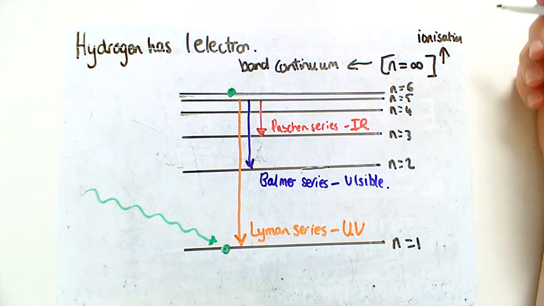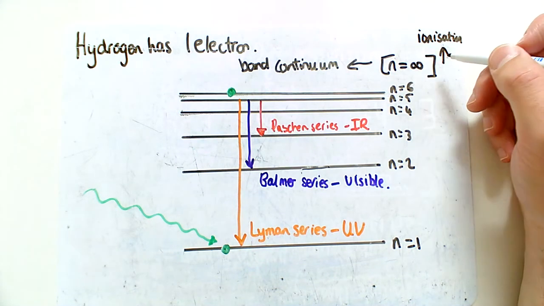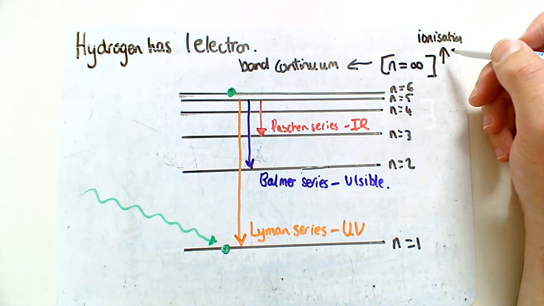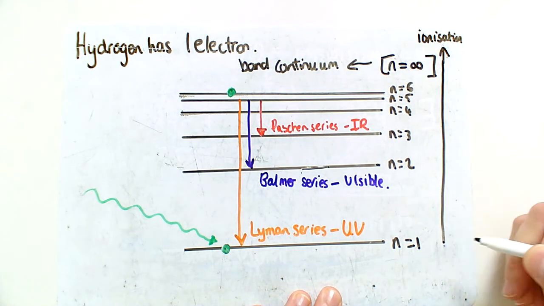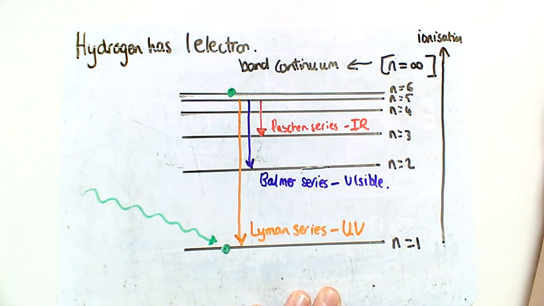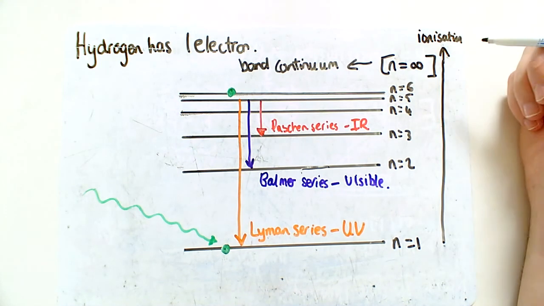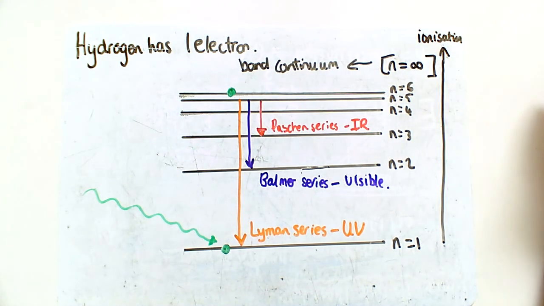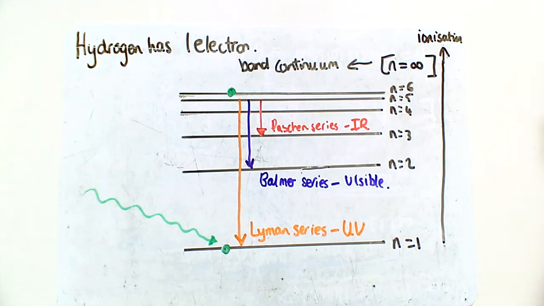So any energy above getting to n equals infinity is ionization energy. And ionization energy is going from the ground state, n equals 1, to there. And that's what you've got to remember. Ionization is n equals 1 to here. And so last year in higher, when you looked at ionization energy, you needed to know the trend.